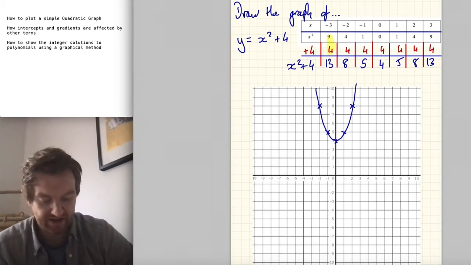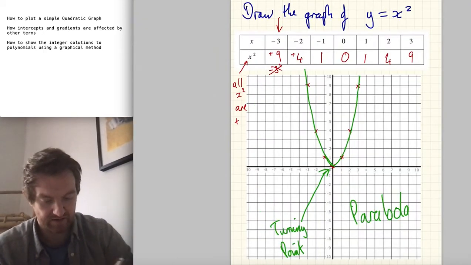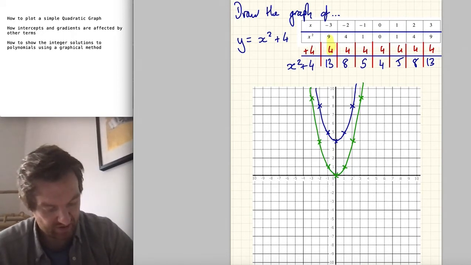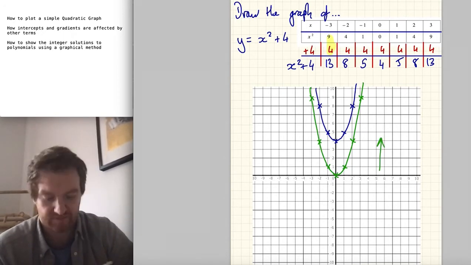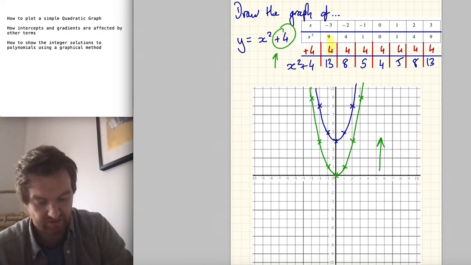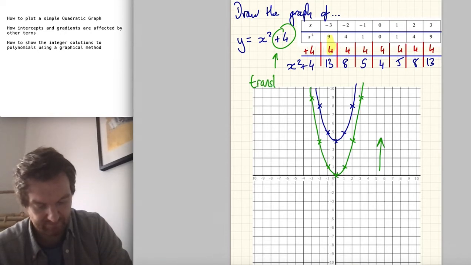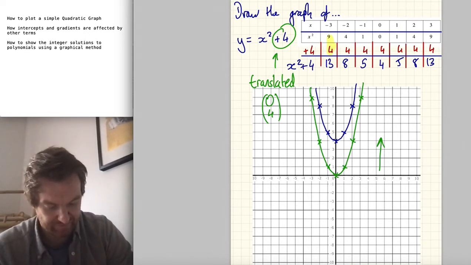So when we compare that to the graph we just had, which was this one here, and I'm going to plot that one in green on there for you, we can see it went through 9, 4, 1, 0, 1, 4, 9. Again, we're just kind of sketching these parabolas. We can see it's basically the same graph, but it's shifted up 4 units. So this here has shifted the graph up. It's translated by a vector of 0, 4. Because all the points are 4 higher.